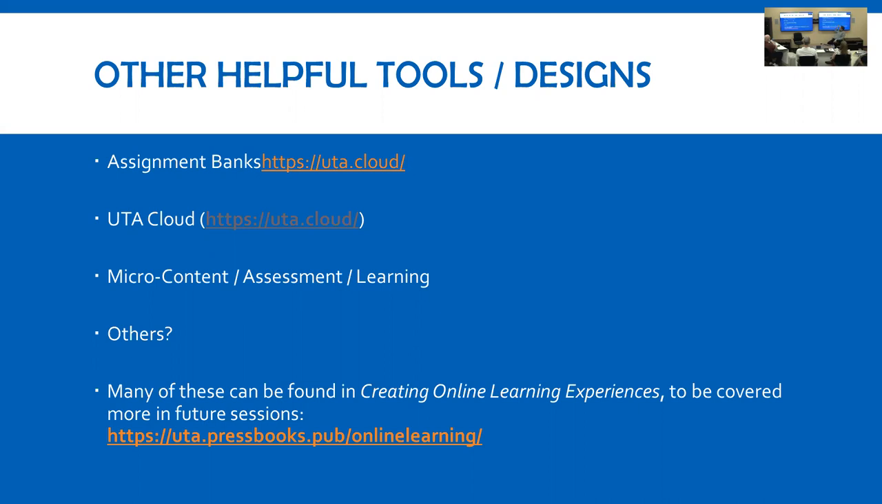A future session of these offerings, we're going to go into the UTA cloud, but it's a service. This is the website, uta.cloud. You can go there, sign in with your UTA username and password, and get some free web cloud hosting. And it also has a lot of one-touch installation tools. You can get WordPress, Omeka, 100 different open source tools at your fingertips. Press button, install, and go.